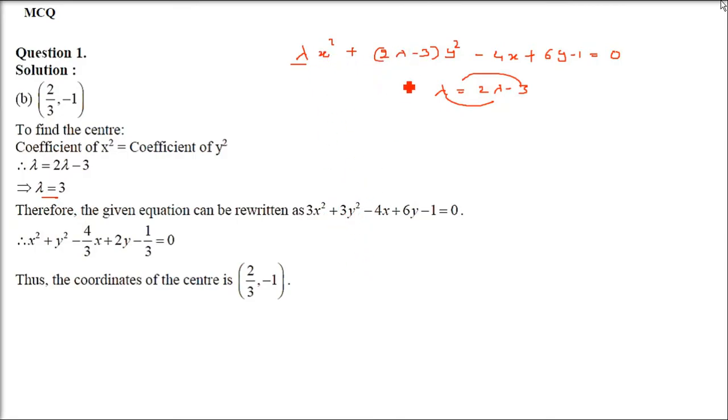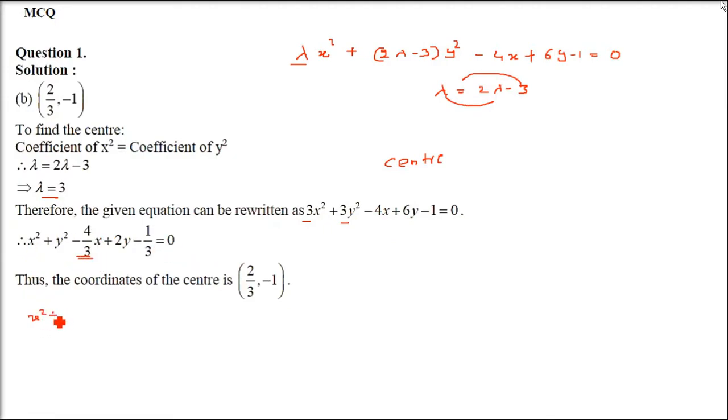So the equation will be 3x square plus 3y square minus 4x plus 6y minus 1 equals 0. Whenever we want to find out the center, we have to have unity here. We divide the whole equation by 3. So x square plus y square minus 4 by 3x plus 2y minus 1 by 3 equals 0 is going to come.